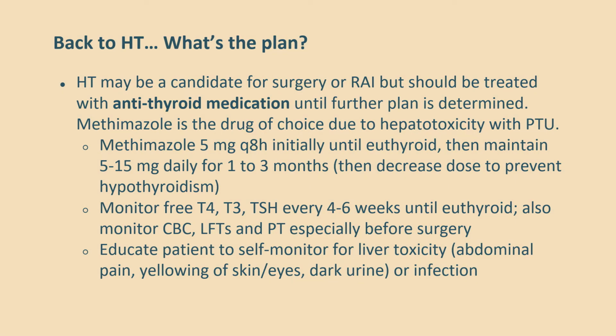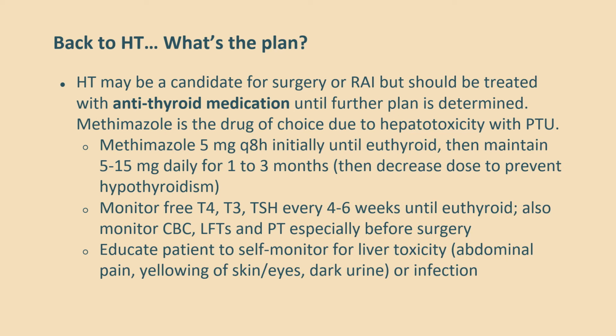So HT might be a candidate for surgery or radioactive iodine, but should be treated with anti-thyroid medication until a further plan is determined. So methimazole, again, is the drug of choice due to hepatotoxicity with PTU. We'll dose it as 5 milligrams every 8 hours initially until euthyroid, and then maintain a 5 to 15 milligram daily dose for 1 to 3 months.